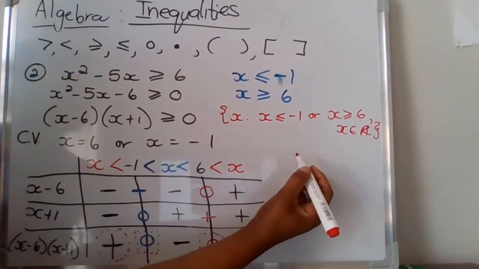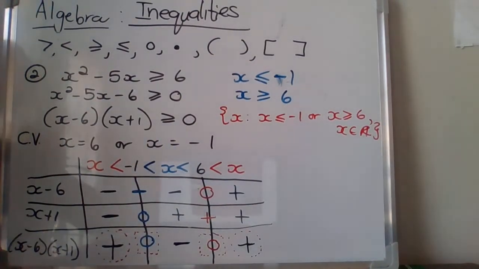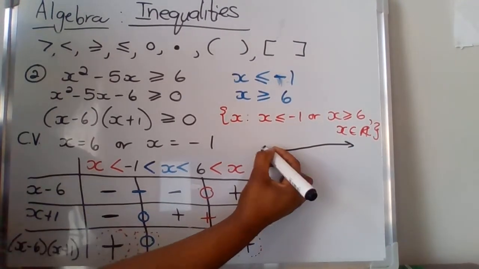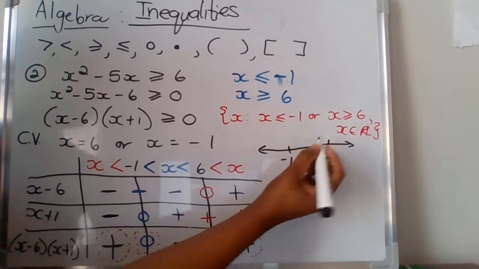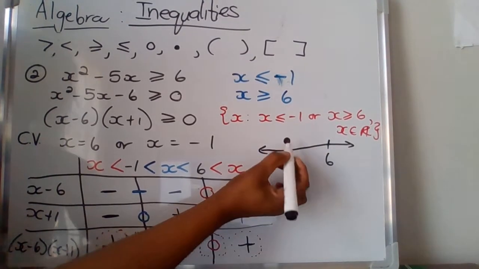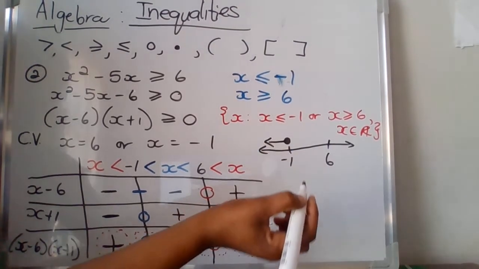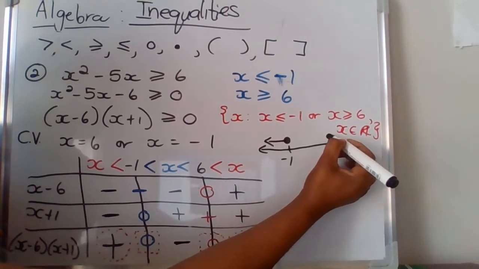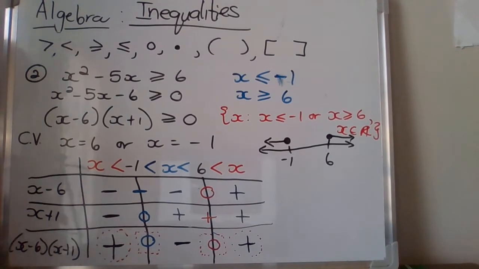Okay, and then if I was to draw a number line, how would that look? I would have -1 here, I'd have my 6 there, so then it will be a closed circle because I'm including the -1. It is equal to -1 and it's less than. Here as well, it's including the 6 and it's greater than. So that's how it would look on my number line.